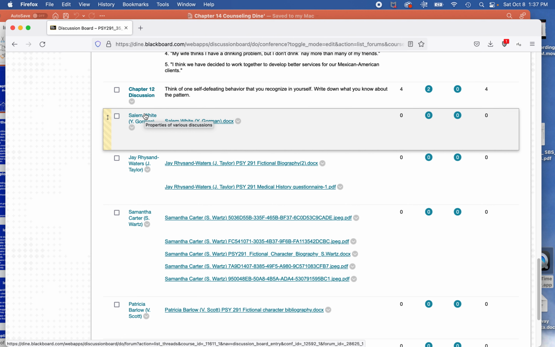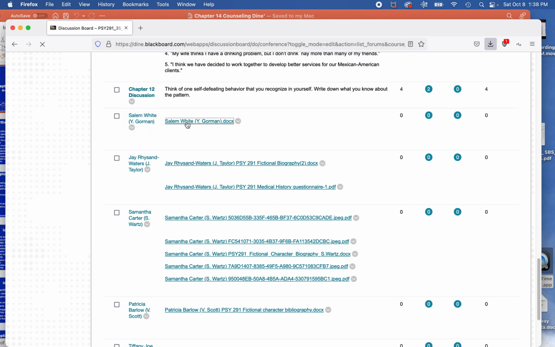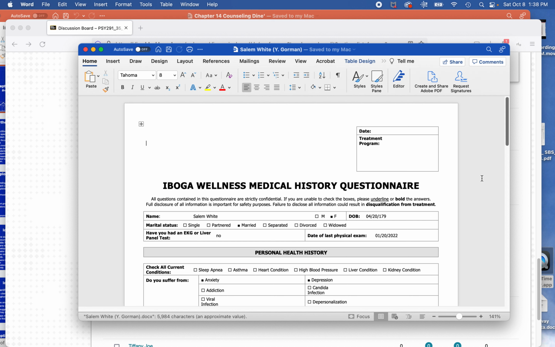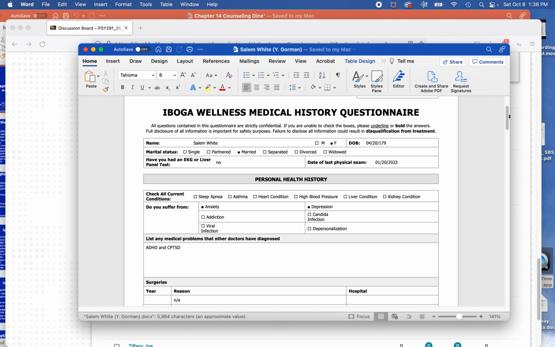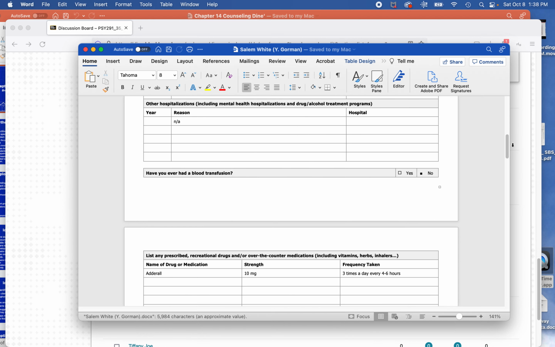So Salem White may have 5 counseling sessions with three different counselors, and each one will put their notes in here. And theoretically, what you should do is when you decide that you're going to counsel Salem White, you'll click on her stuff and you'll look at her history.